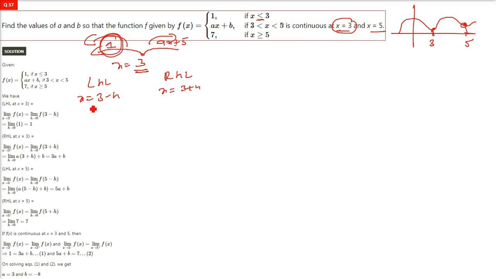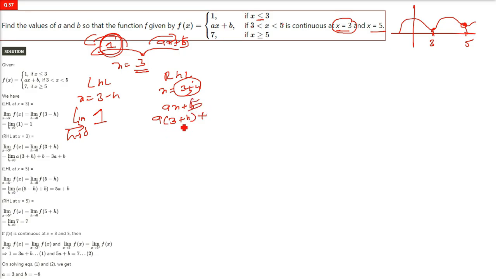Where do you put x? There is no x with the constant, so it will always remain as 1. On the right hand side, it is ax plus 5. In place of x, replace it by 3 plus h. Is it ax plus 5? No, it is ax plus b. Slight mistake here, I am correcting it. It is ax plus b. Please remember, we are putting x equals 3 plus h in place of x, but this is not ax plus 5, it is ax plus b. So there is a slight correction.